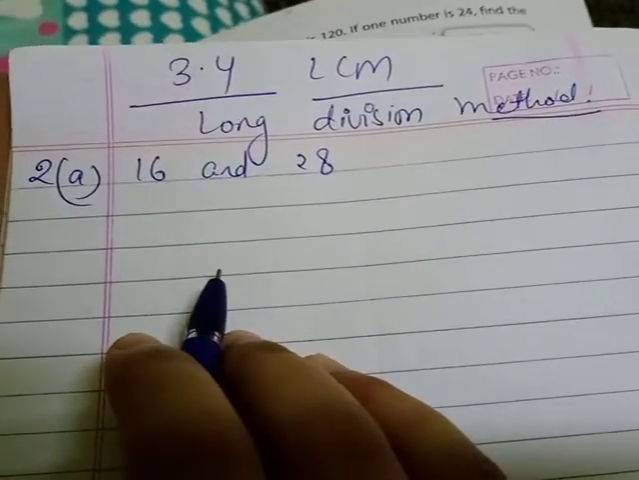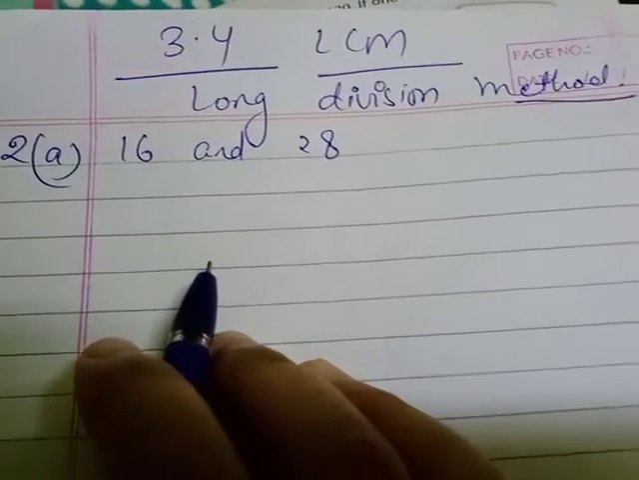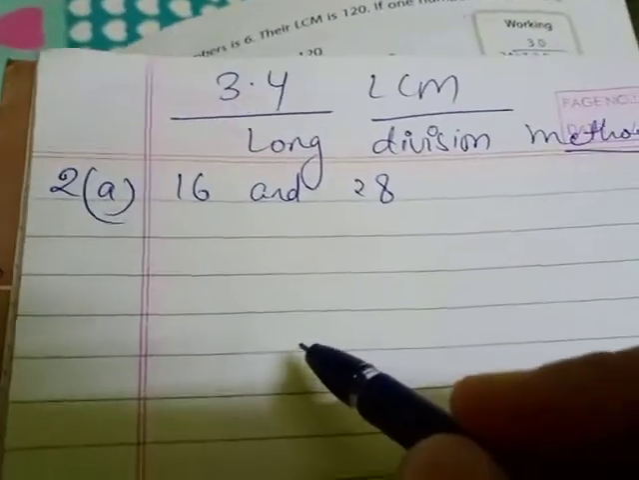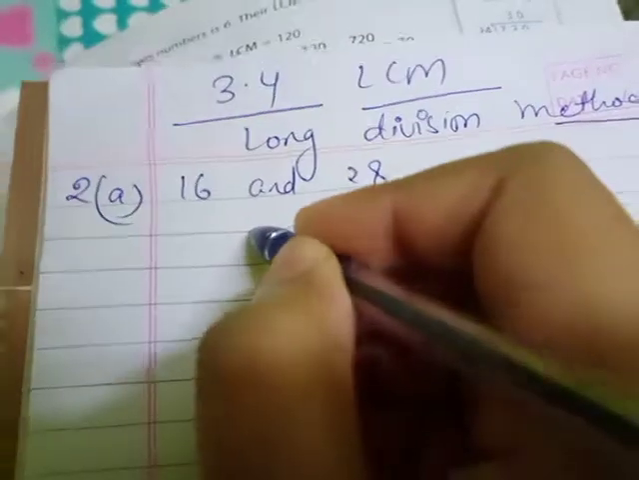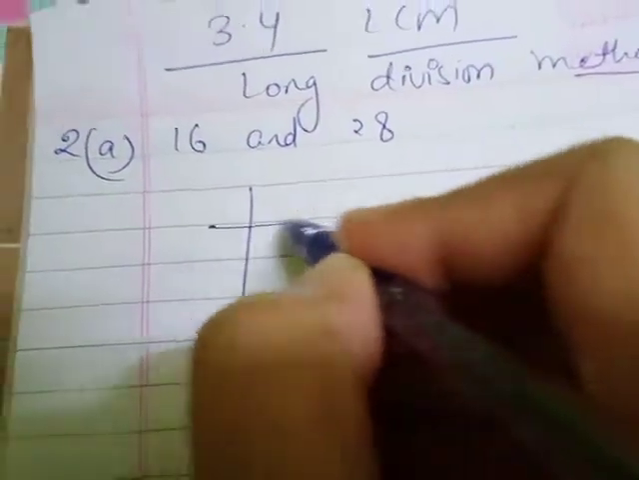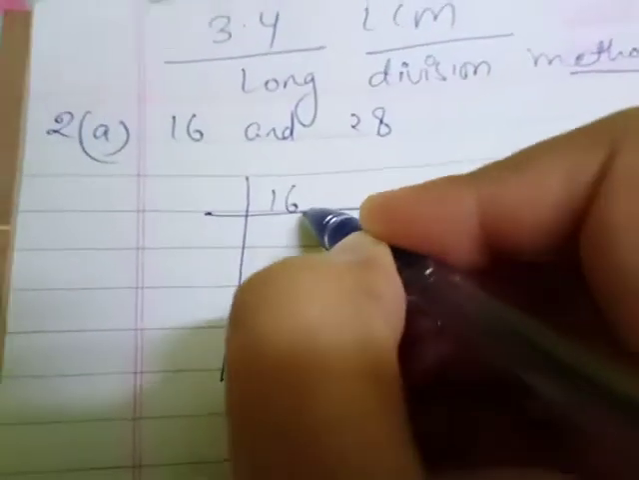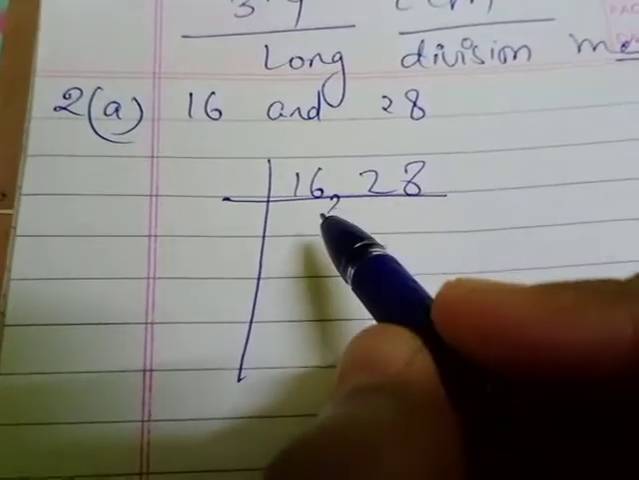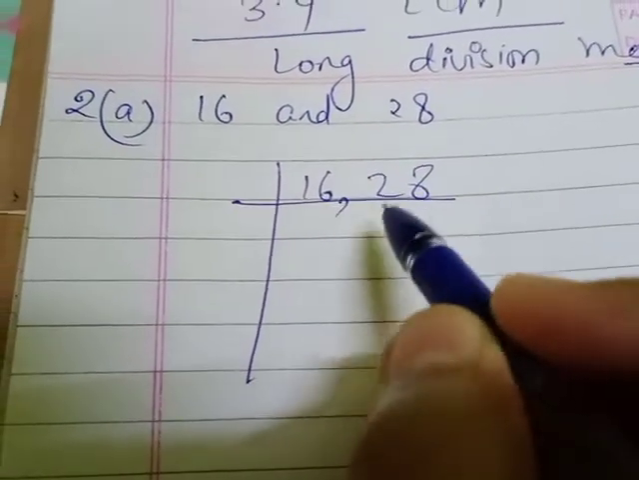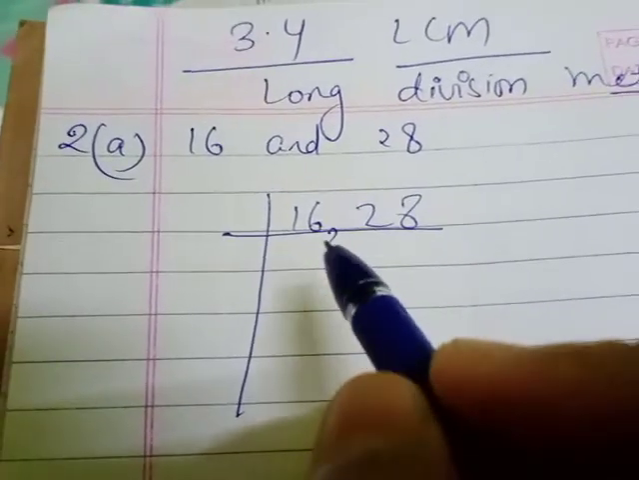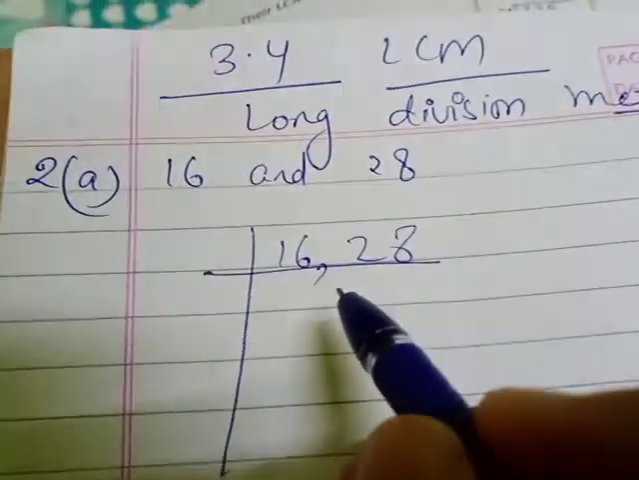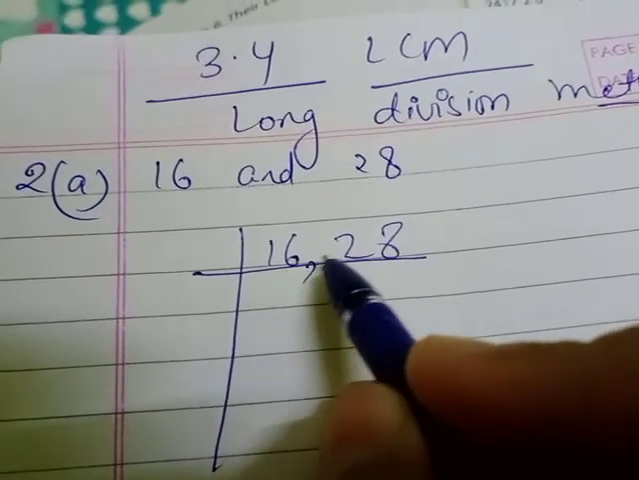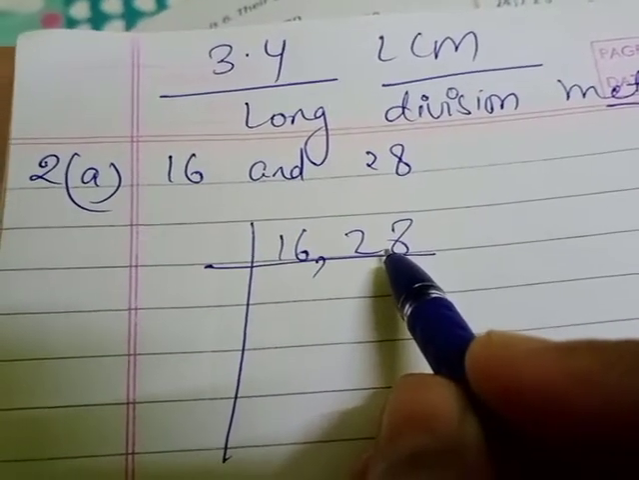We will see how to find LCM with the long division method. For finding the LCM by long division, first of all, both the given numbers we will write in one column itself, and we will solve both of them separately with any one table. If you see, this 16 is divisible by 2 and 28 is also divisible by 2.